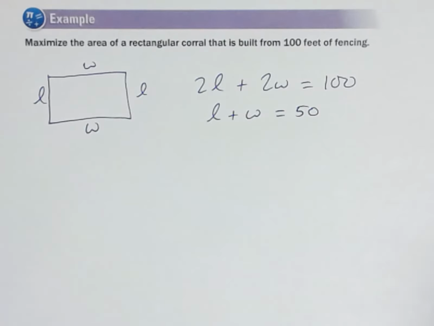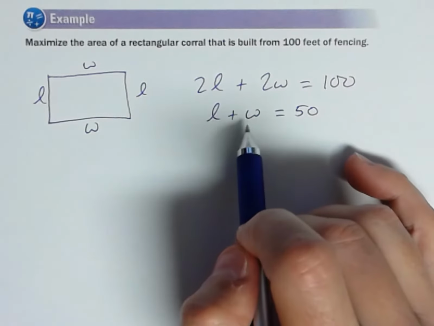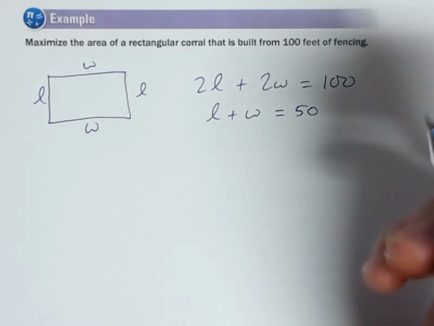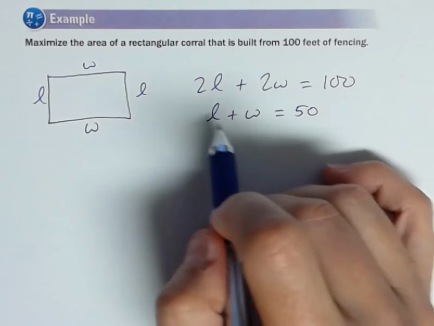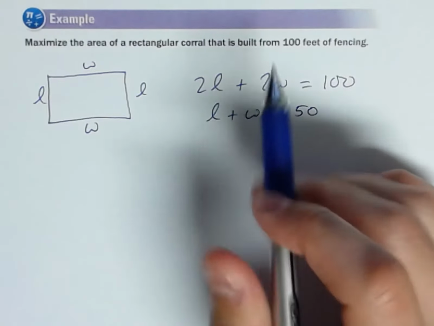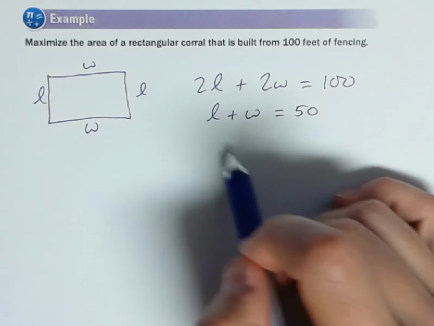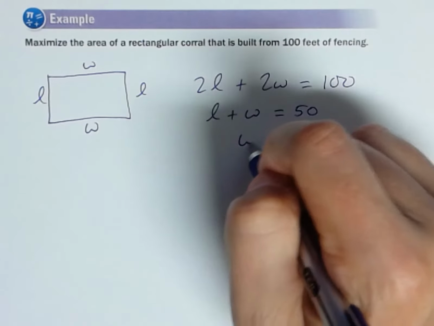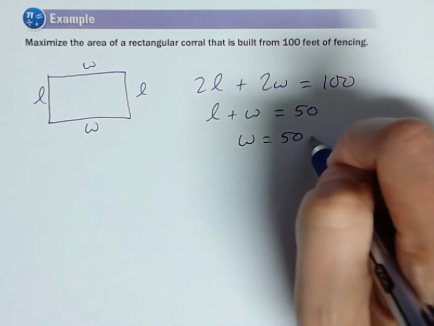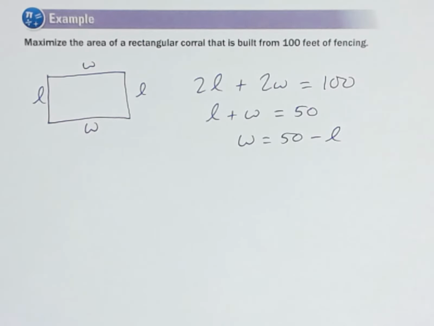Then let's make it in terms of one variable to help us out. Let's subtract one of these over. How about L? So what if I subtract L over? So the width is 50 minus the length. That relationship has to be true.